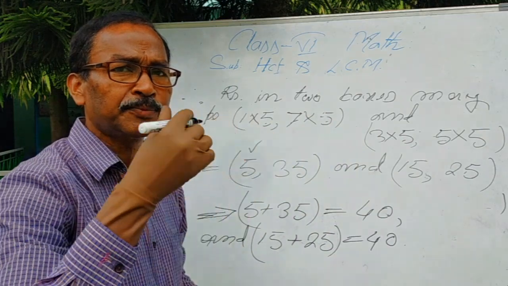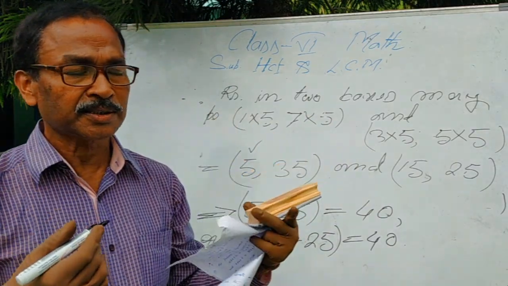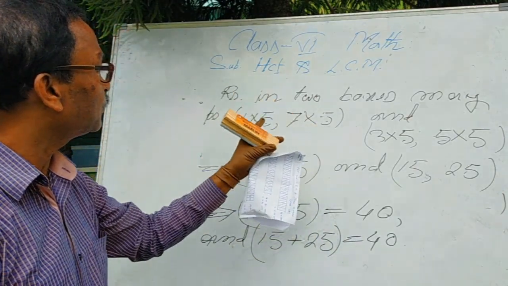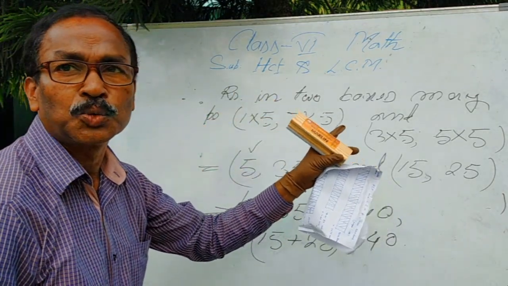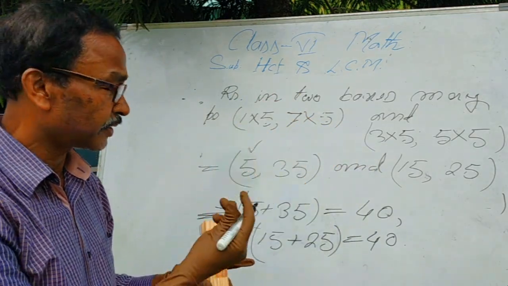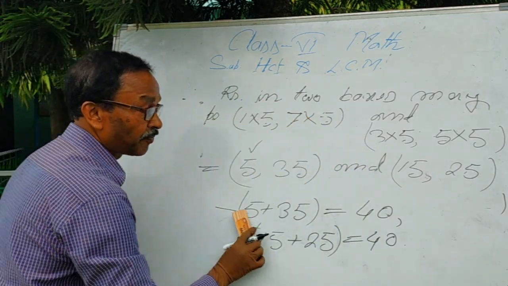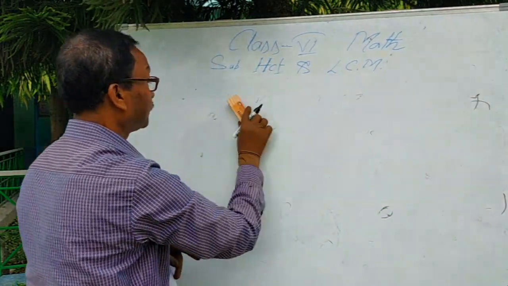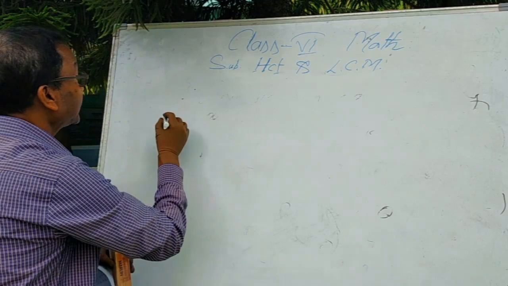So these are the methods. We only take the mutually prime numbers. Whichever pairs are mutually prime numbers, those pairs we should take. Okay. Next question.